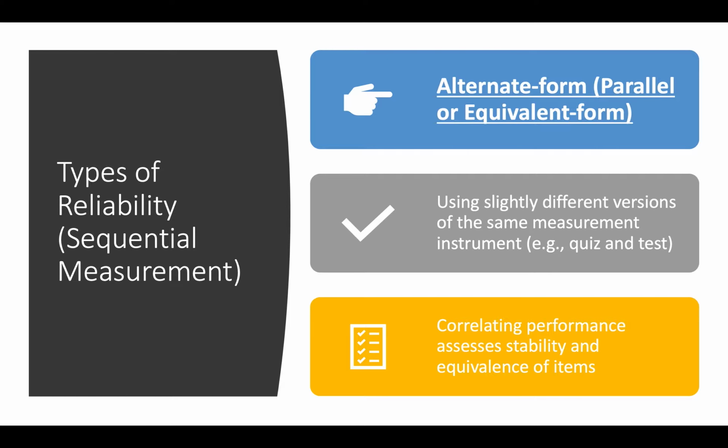Next, we have the alternate form reliability, also known as parallel or equivalent form. And this involves using slightly different versions of the same measurement instrument. And this allows us to assess the stability and equivalence of items. So for example, you'll notice that some of your questions on exam 1 are very similar or very different versions of your quiz questions, right? So testing you on a concept on a quiz and then again on a test will give me an idea of how equivalent those different forms are. So they're getting at the same concept, but they're provided to you in different forms.